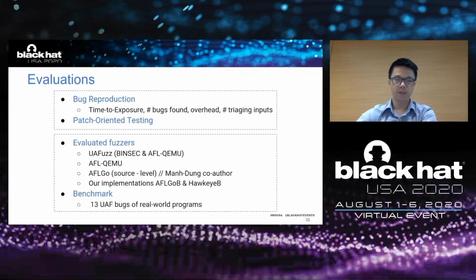For evaluation, we evaluate our approach in two applications. For bug reproduction, we compare our tool with the state-of-the-art directed and grey-box fuzzers on 13 UAF bugs of real programs. As AFLGo is a sanitizer-based fuzzer and Hawkeye is not available, we implemented their core techniques on our framework. Also, we use time to exposure, number of bug-triggering inputs, and runtime overhead as comparison metrics.